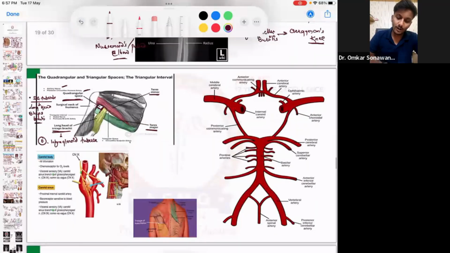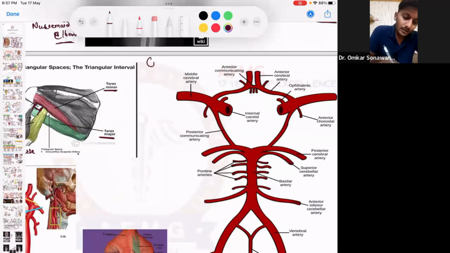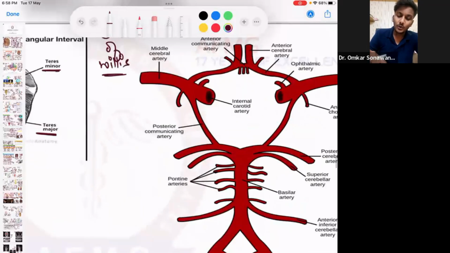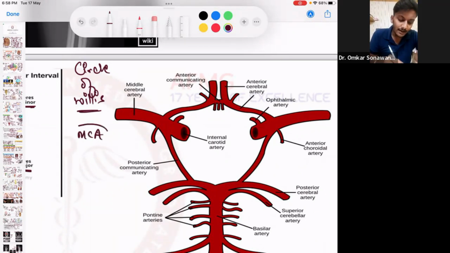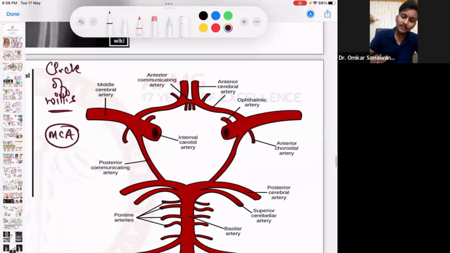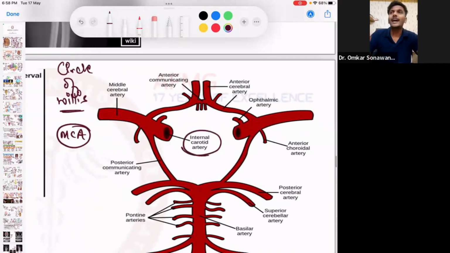Next, what is this? Circle of Willis. The circle of Willis usually supplies the brain. Which artery does not take part in the circle of Willis? Very good, it is the middle cerebral artery. Rather, which artery is a part? The internal carotid artery. So remember the circle of Willis.